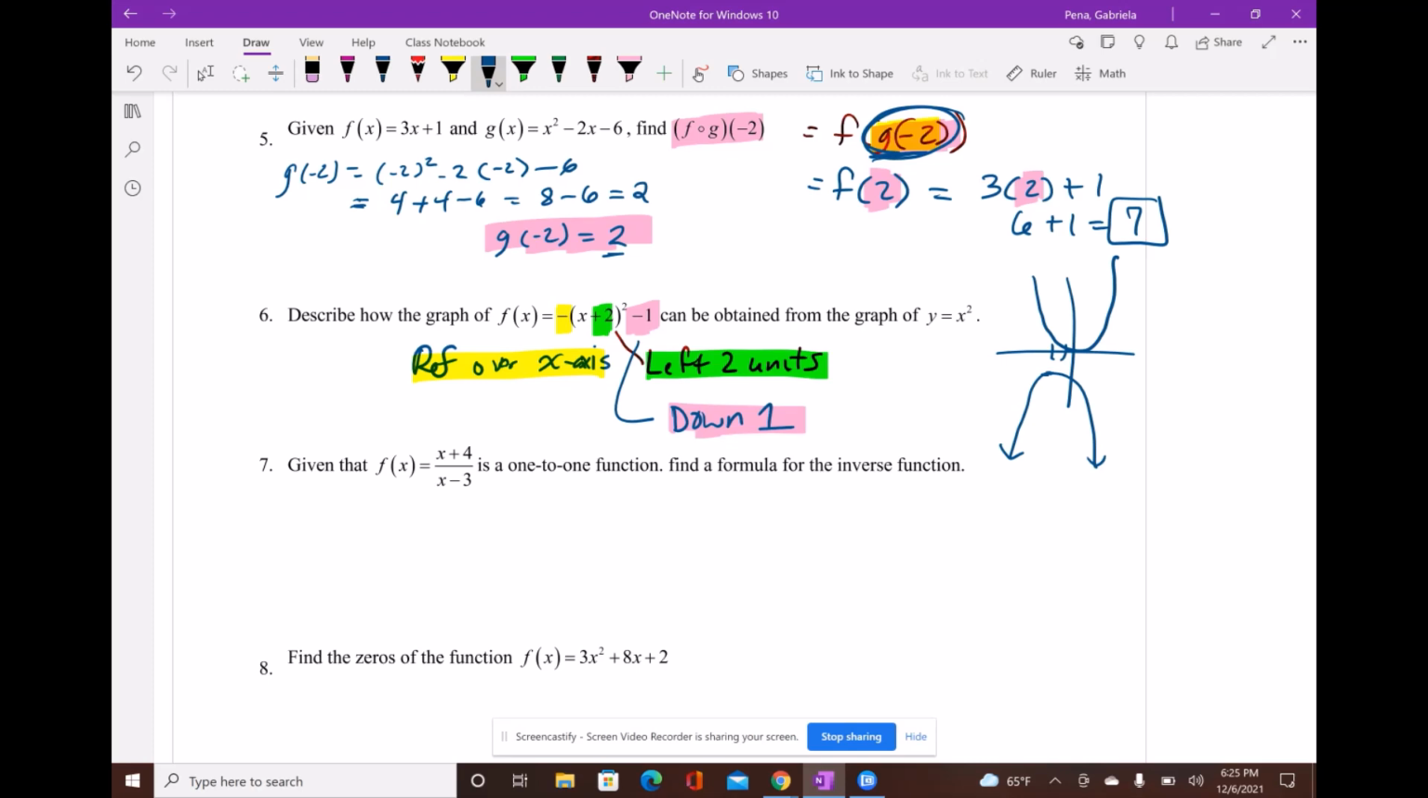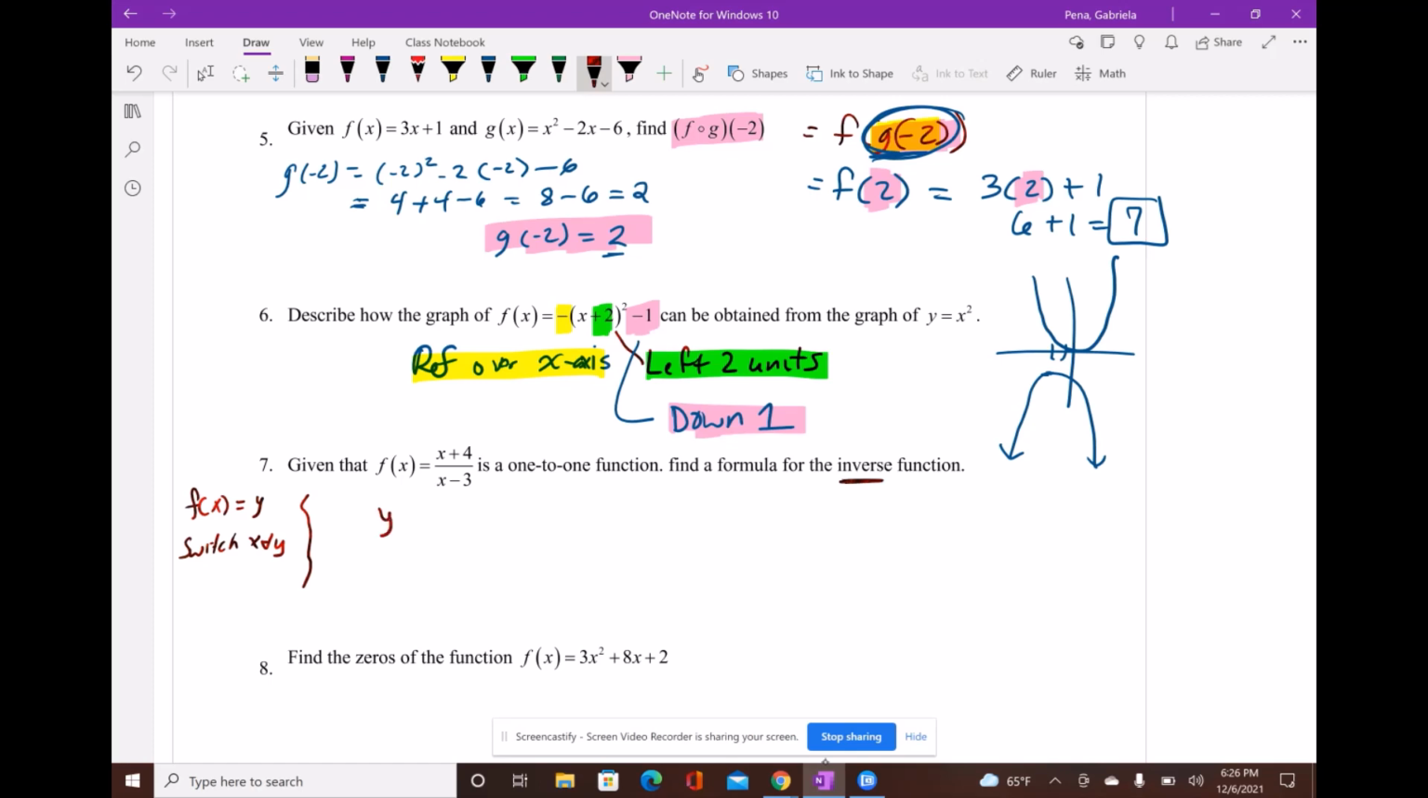Number 7, given that f of x is x plus 3 over y, is a 1-to-1, find the formula of the inverse. When we were covering inverse, what did we do with the x and y? When we were doing inverse, there's a couple of rules. First one was replace f of x with y, and then switch x and y. And then we solve for the new y, right?